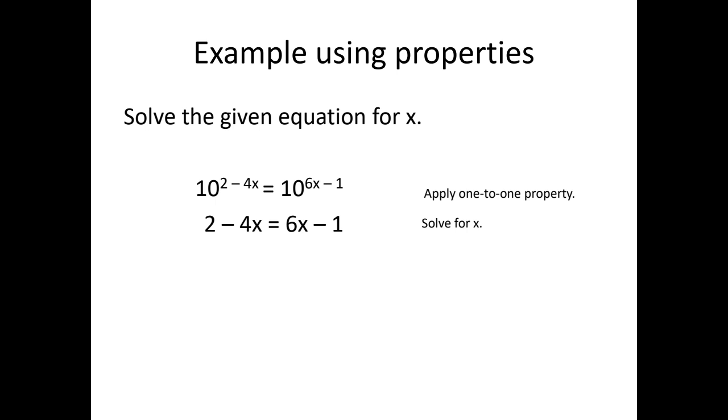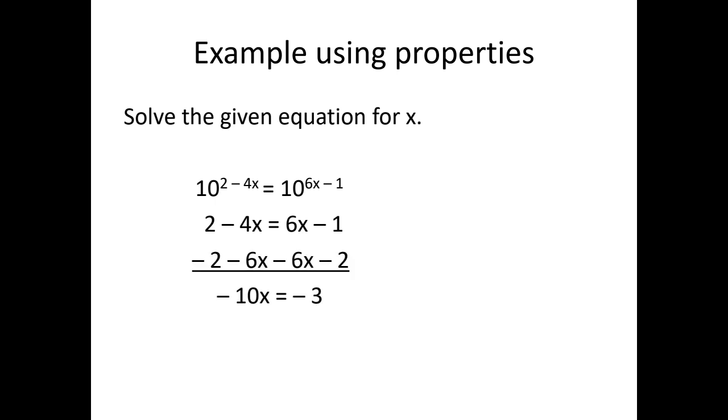Okay, so then my exponents are 2 minus 4x equals 6x minus 1. Okay, and I'm going to solve for x. I like to have the variable on the left and all the numbers on the right. So to do that, I'm going to subtract 6x on both sides. I'm going to subtract 2 on both sides. And I get this: negative 10x is equal to negative 3. So to solve for x, I'm going to divide both sides by negative 10. And when I do that, I get x is equal to 3 over 10. So again, when solving exponential equations, I can use this powerful property called the one-to-one property.